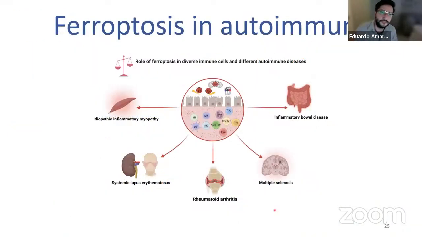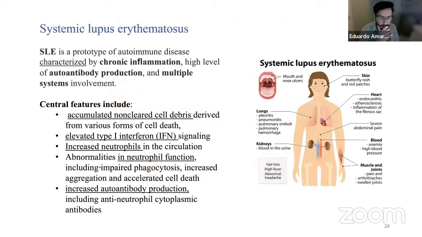So in the case of autoimmunity, there are several diseases in which ferroptosis has been pointed to play a role. Such as idiopathic inflammatory myopathy, lupus, arthritis, sclerosis, and IBD. I don't have time to go through all of these diseases, but in general, the mechanism is quite similar. So we're gonna discuss more about lupus and what happens in lupus.